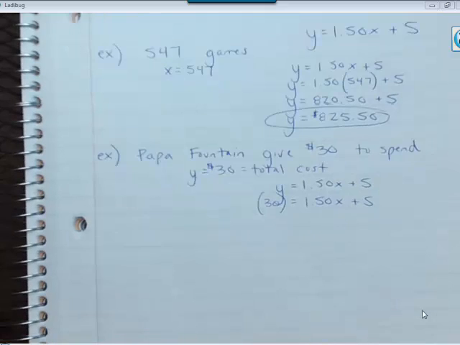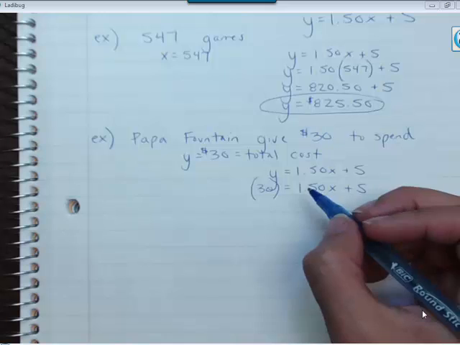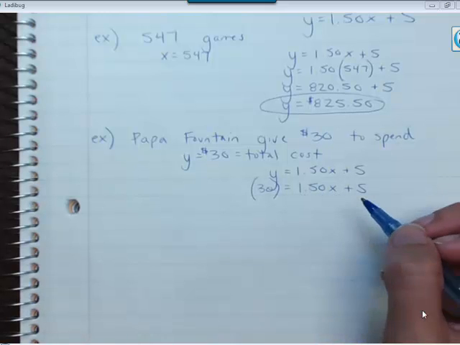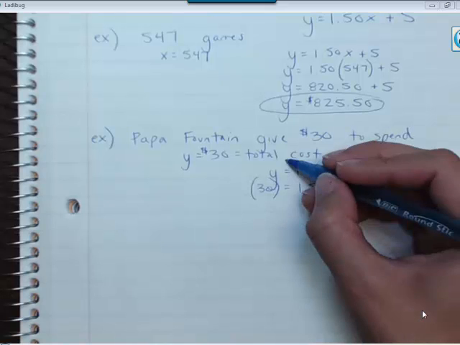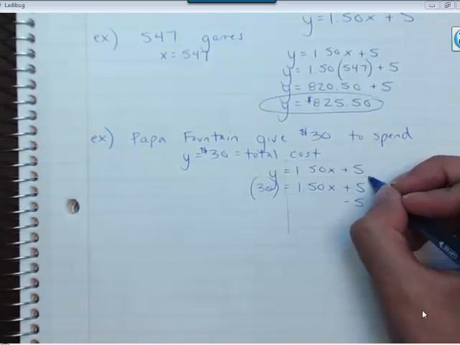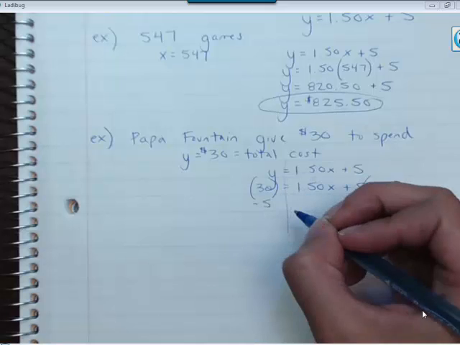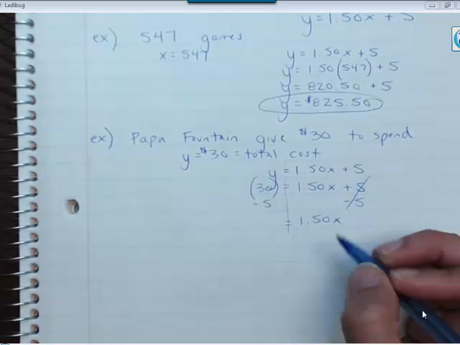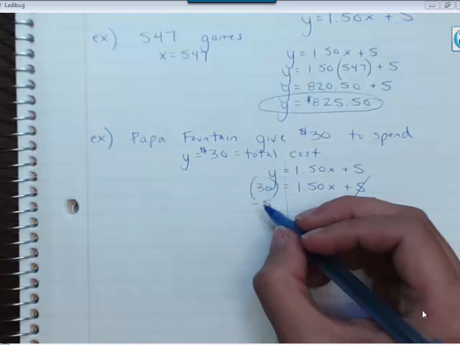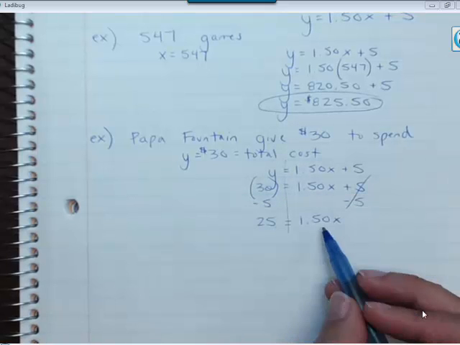Okay, I need to get X by itself. So I'm going to undo PEMDAS. So I'm working backwards. I want to get rid of the number that's not attached to the variable. So I'm going to subtract 5 on the left and subtract 5 on the right. So now the only thing I have left over on the right is 150x, and over here 30 minus 5 is 25.